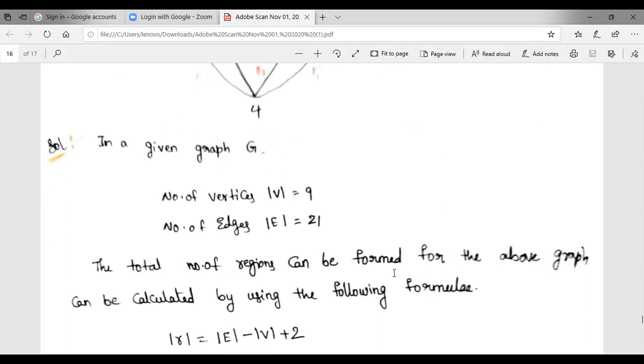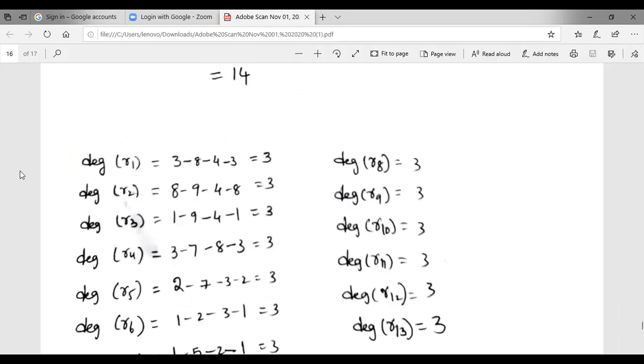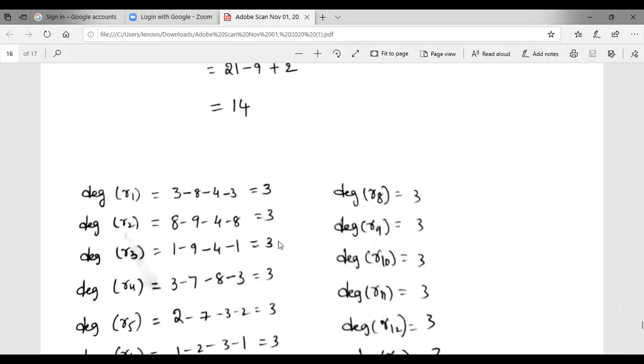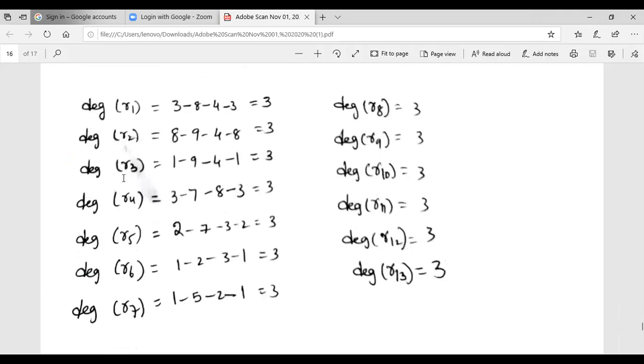The total number of regions that can be formed for the above graph can be calculated using the formula R is equal to number of edges minus number of vertices plus 2, that is equal to 14. So the total number of regions is 14. So we have to find the degree of all the regions. So degree of R1 is equal to 3, degree of R2 is equal to 3, degree of R3 is 3, degree of R4 is 3, degree of R5 is 3, degree of R6 is 3, degree of R7 is 3 and so on. Degree of R30 is equal to 3.